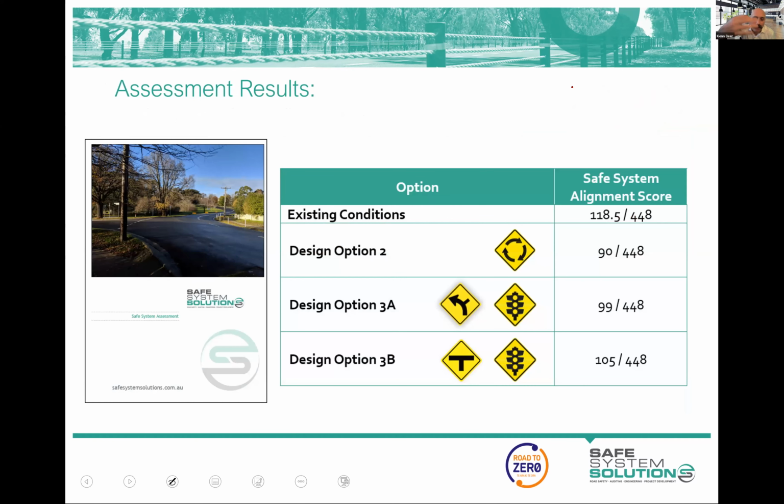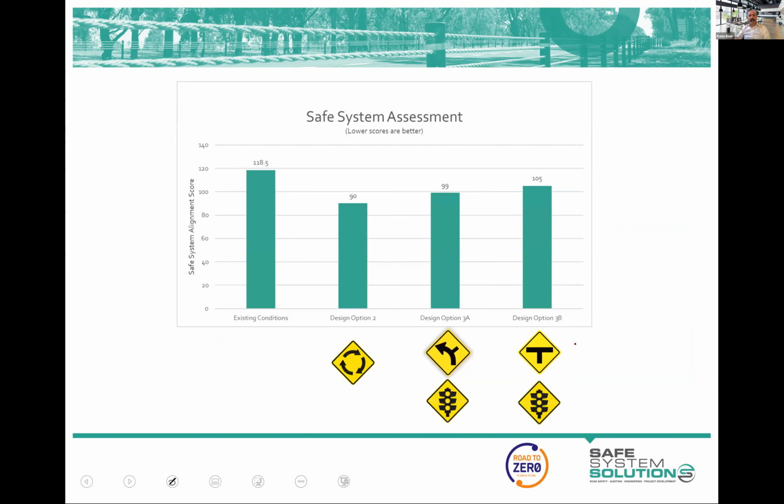And you can say at a total level, say, the whole project, what's its safe system alignment? Okay, 118.5, 90 with a roundabout, 99 with a modified T signalized intersection, 105 there. So you can immediately see from that snapshot, the roundabout's going to perform with the highest alignment with safe system principles, then the modified T, and then the conventional T. And any of those things that they're proposing makes it better aligned with safe system principles than the existing conditions. You might want to graph that so people can see it that way.